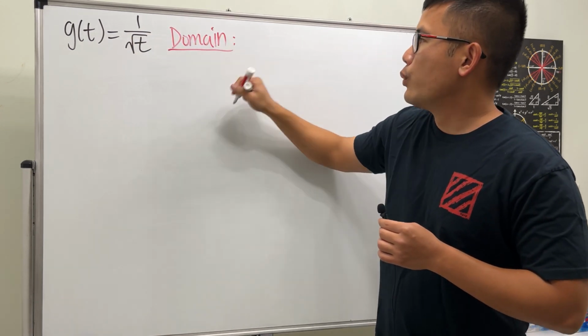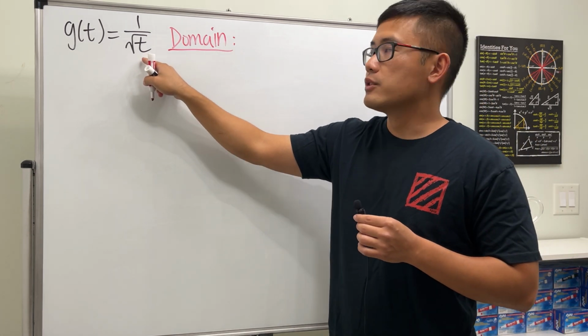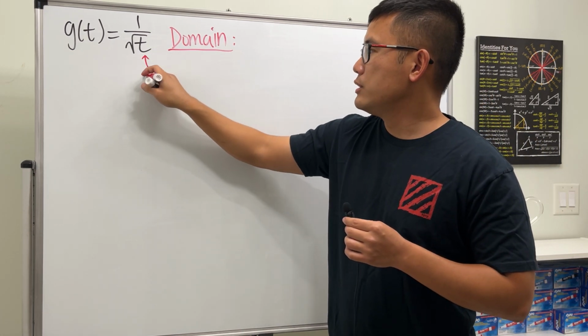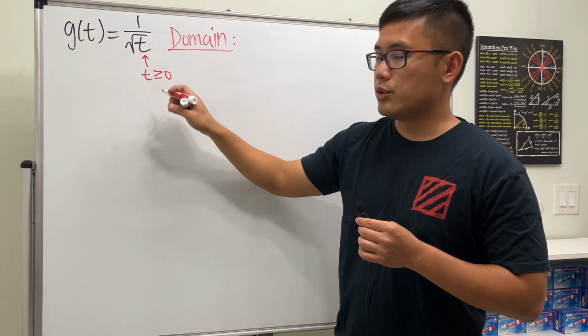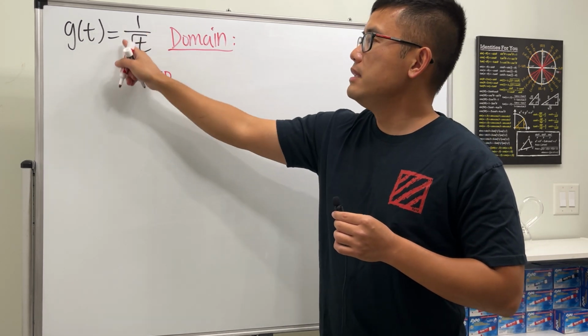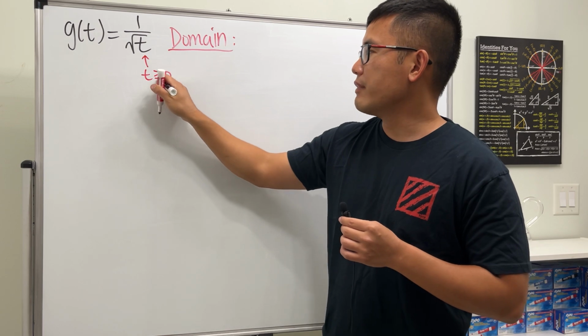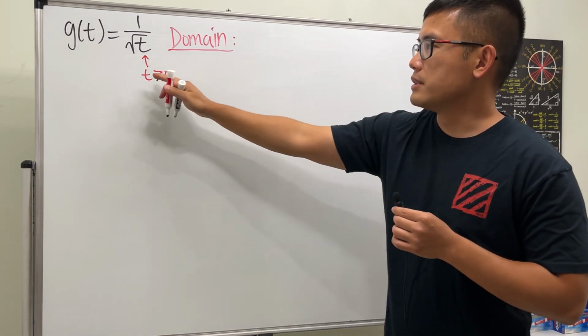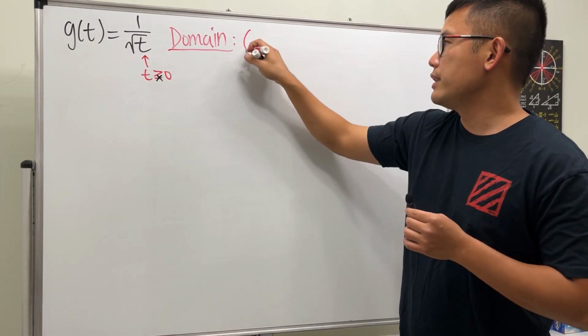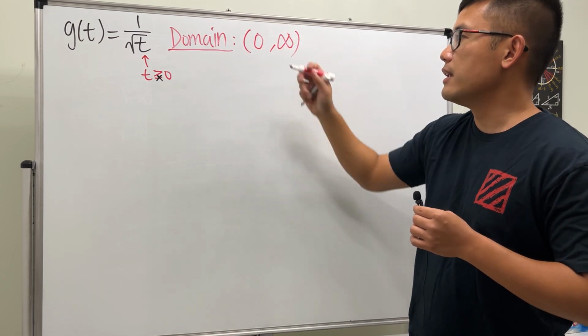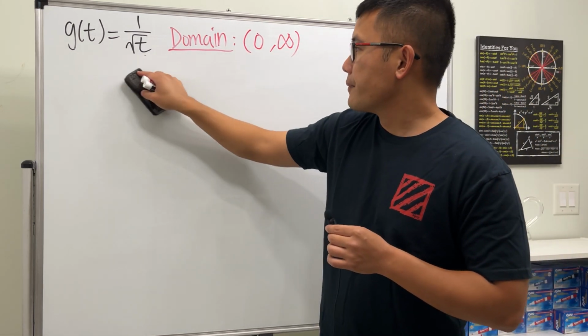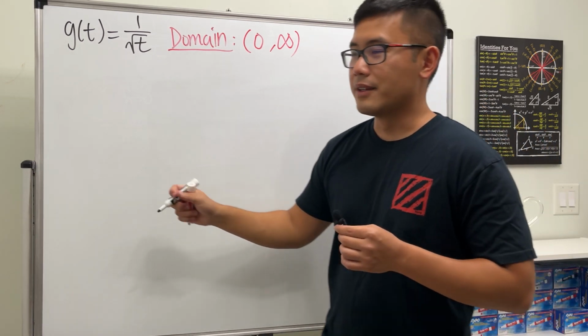Notice that we have the t inside of the square root, so that means the inside here is just the t, it has to be greater than or equal to 0. However, because this is on the bottom, we cannot have the 0 anymore. So the domain is just t greater than 0, and let's write it as 0 to infinity. So that's all. Next, it's a definition time, right?